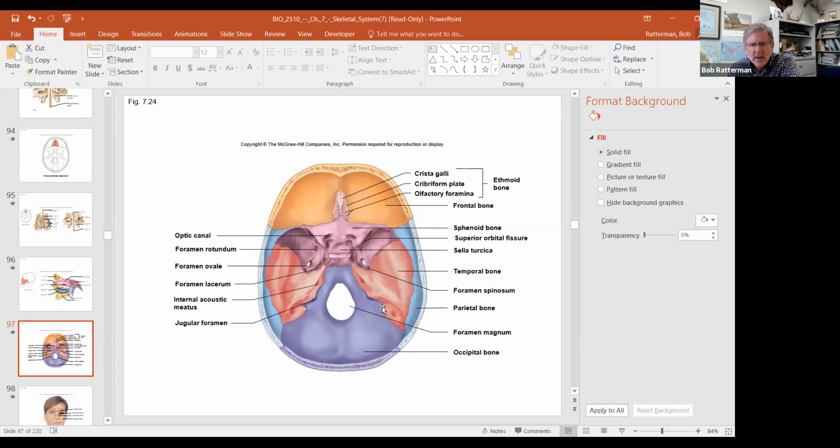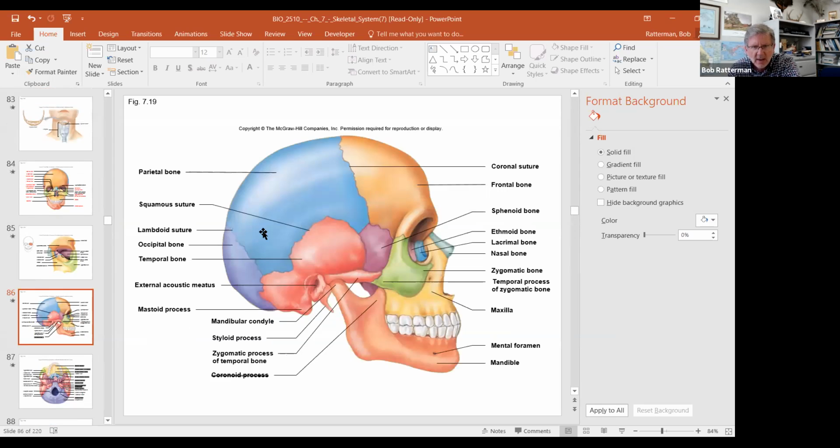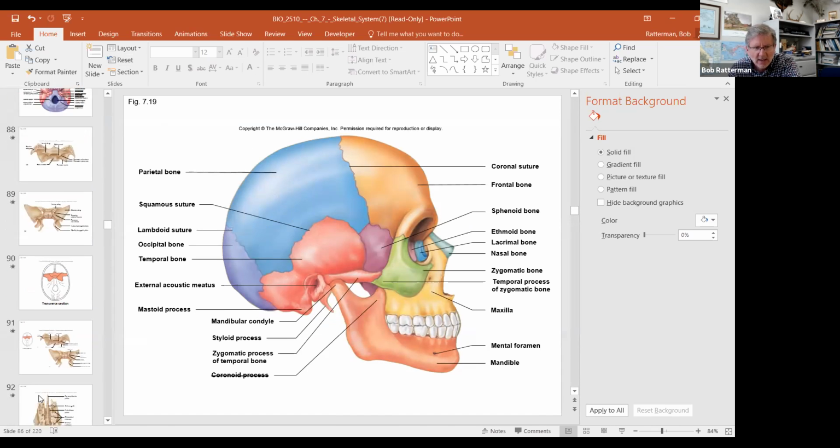Here's another view looking down into the skull from above. So we've taken what's called the vault. That's what the British call the vault. Imagine me taking this skull and cutting it right here with a buzzsaw, right across, take this off and look down in.